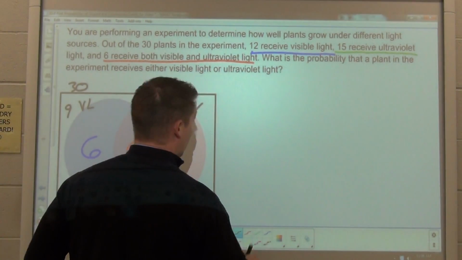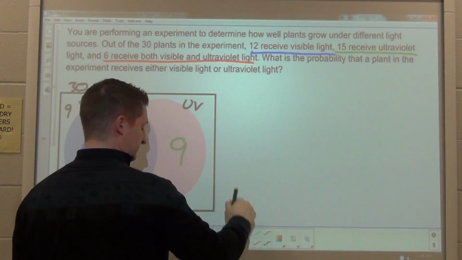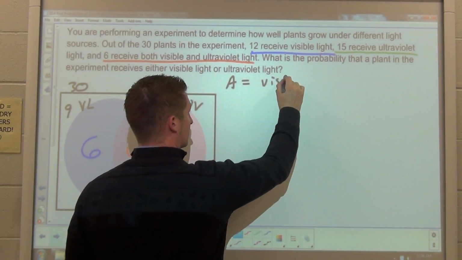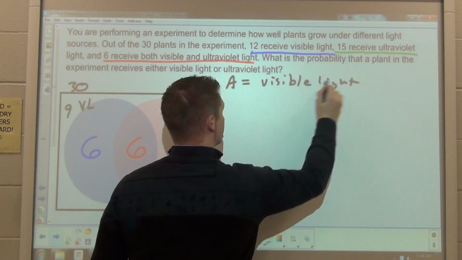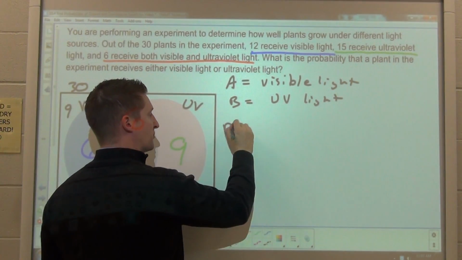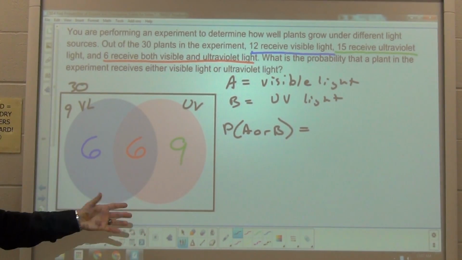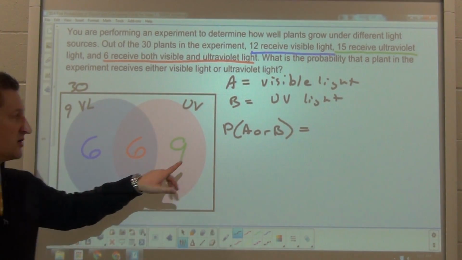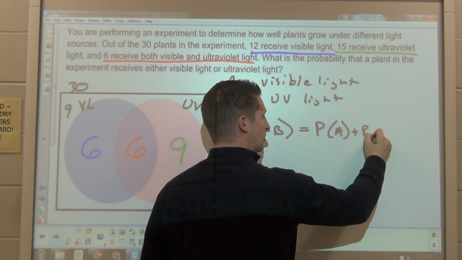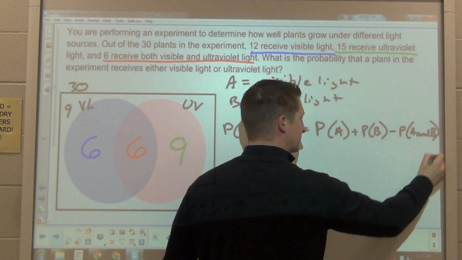Now, I was asked to find the probability that a plant in the experiment receives either visible light or ultraviolet light. So again, I'm going to label a couple of events. Event A is the plant receiving visible light. Event B is ultraviolet light. So as I look for the probability of event A or B occurring, I already know from my Venn diagram that there's some overlap, correct? So what I'm going to do to find the probability of this compound event is take the probability of one plus the probability of the other minus the probability of the overlap.